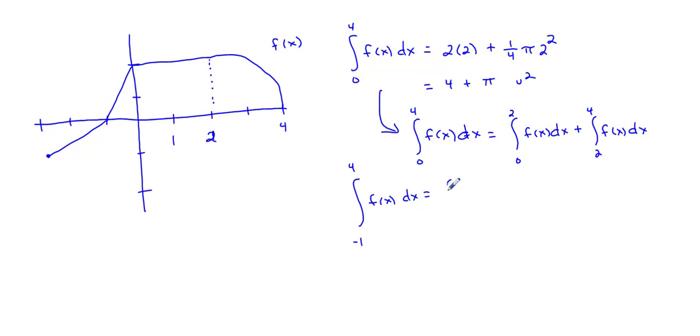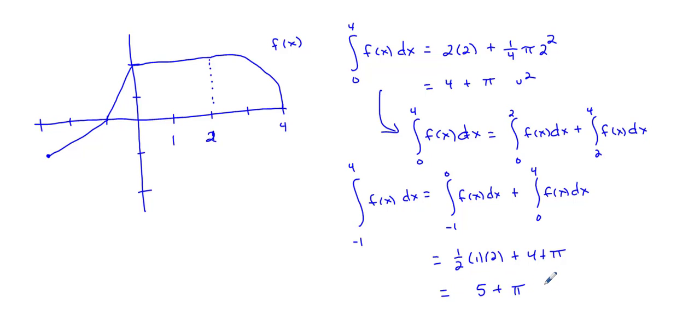Well, that would be the area from -1 to 0 f of x dx plus 0 to 4. We already know this area, right? Why do we need to find it again? Okay, what's the area under the curve from -1 to 0? That's a triangle, right? So 1/2, base is 1 times height of 2, so 1 plus 4 plus pi. So that'd be what, 5 plus pi? Unit squared.